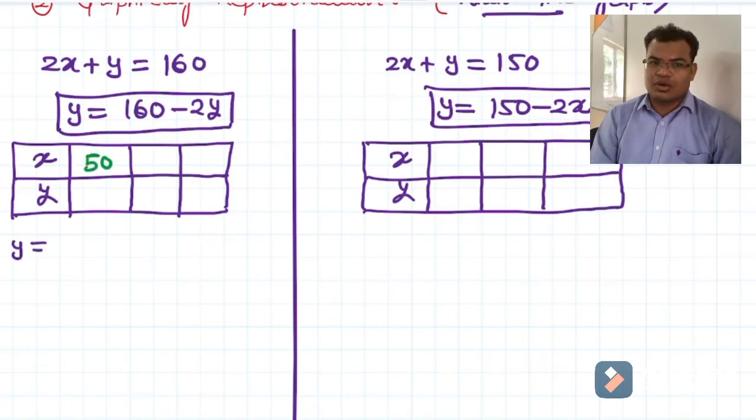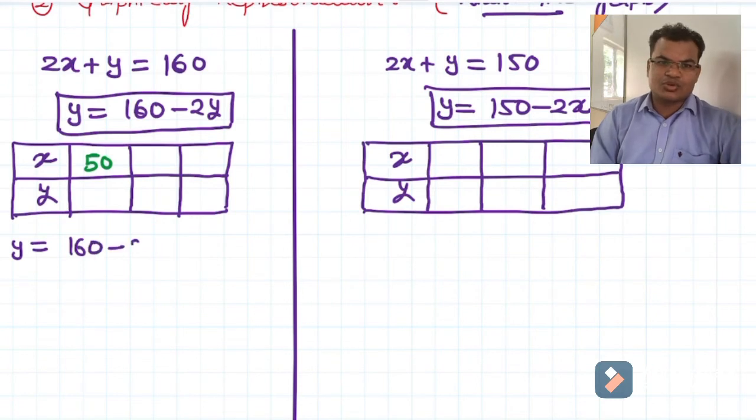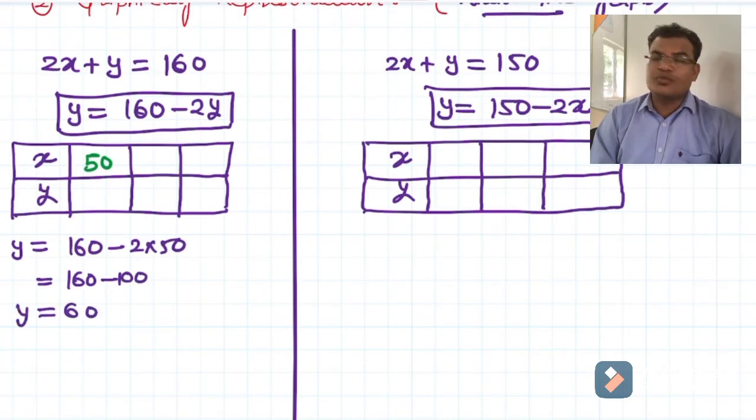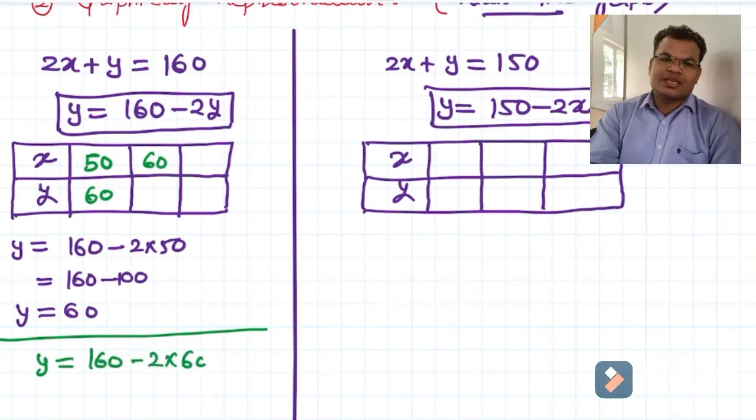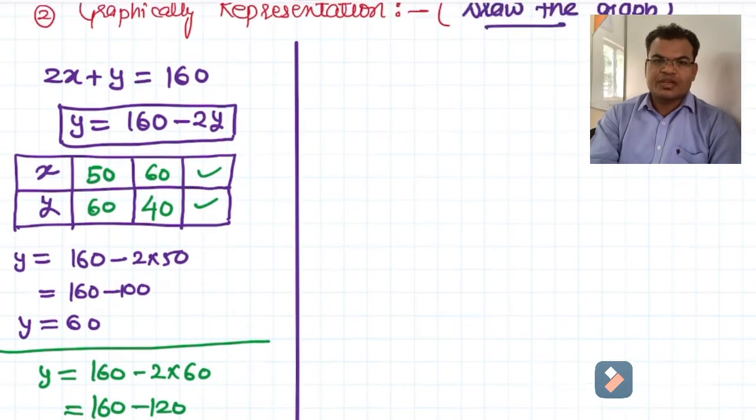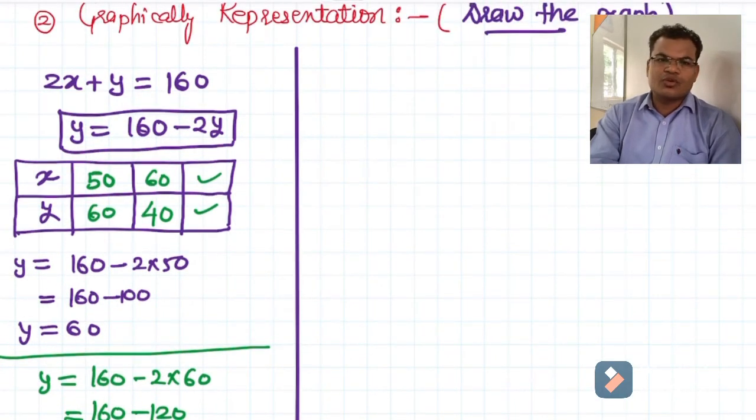Now getting y equals 160 minus 2 into 50, that will become 100. So 160 minus 100, y is 60. When x equals 50, y is 60. Okay, fine, this is my first value. For the second value, x is 60. 160 minus 2 into 60 is 120. So 160 minus 120 is 40. So I'm putting here x is 60 and y is 40.